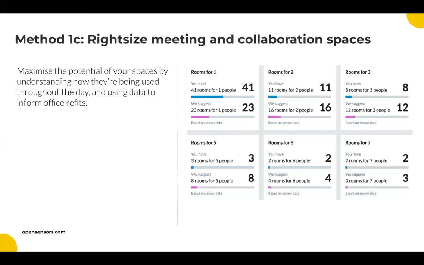So combined, these 3 ways of looking at space ensure that the teams themselves have the right amount of space for them to occupy, they've got the assets they need, and your general meeting room spread is appropriate for how your organization is working.